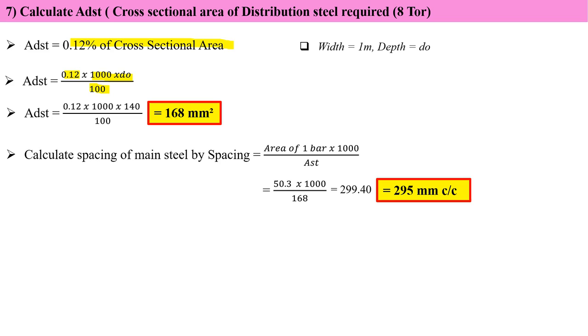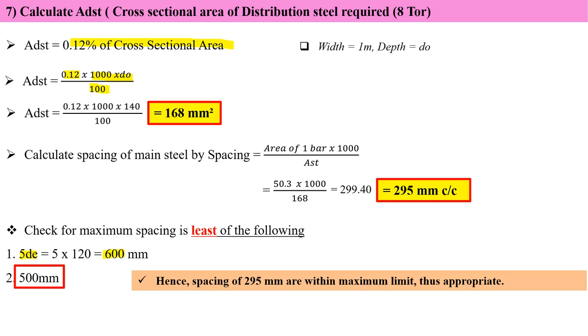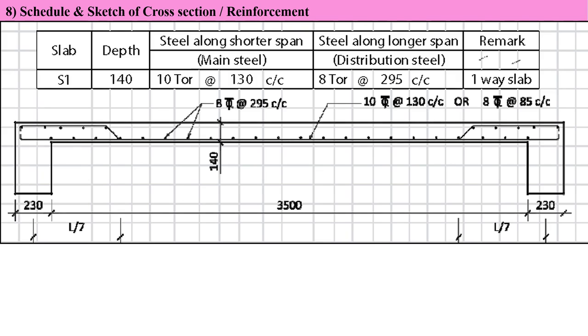Now let's check whether the spacing which I have derived is within the maximum permissible limit with the IS code or not. For that I have two conditions, that is 5d. So I'm getting 600 mm and the second is 500 mm. So the least of both of them is 500 mm, and 500 mm is the maximum permissible spacing allowed, and I am only using 295, so it is within the maximum limit. Now schedule and sketch. Once we have calculated the design, we just need to put it into the schedule, and accordingly we can draw the sketch.